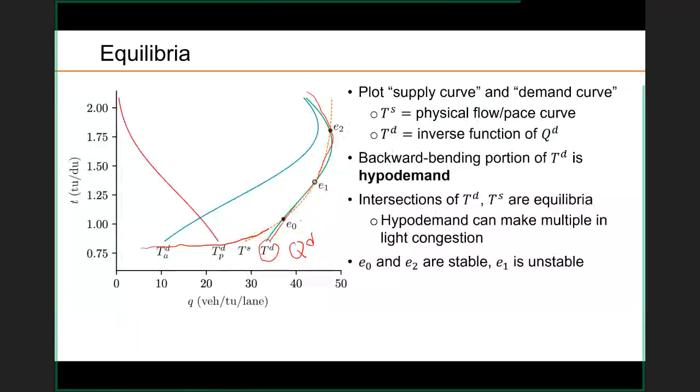So even in light congestion, where TS is rising, we're getting multiple equilibria. We're getting equilibria at E2, E1, and E0. I will go light on the stability analysis for want of time, but we have an analysis that shows that E0 and E2 are stable, and E1 is unstable.